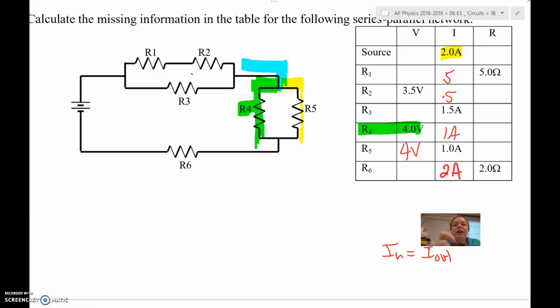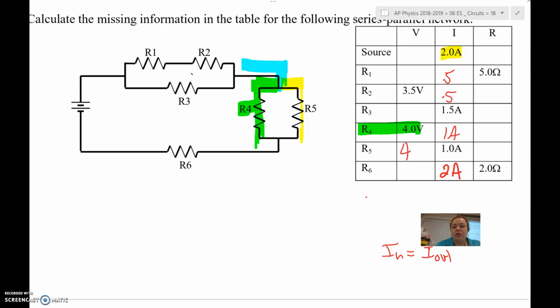Next, I'm going to look at R2. That's our next voltage, and honestly, I can't do anything with that in Kirchhoff's loop law, because I don't know what R1 is. And unless I know what R1 is, I can't figure out what R3 is. Okay, does that make sense? All right, so I've gone as far as I can using just Kirchhoff's loop and junction rules.